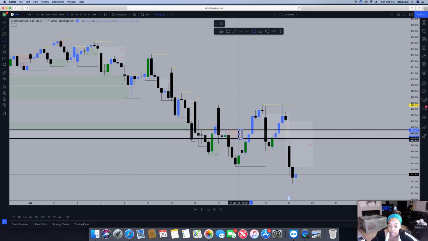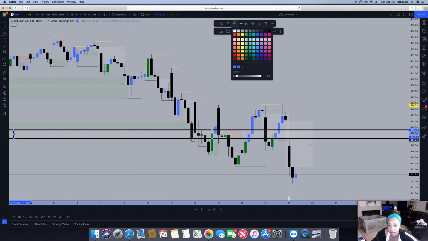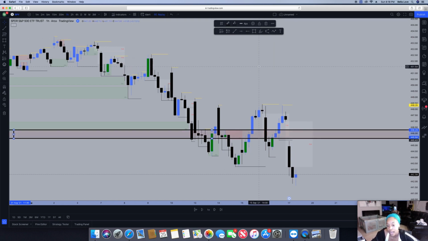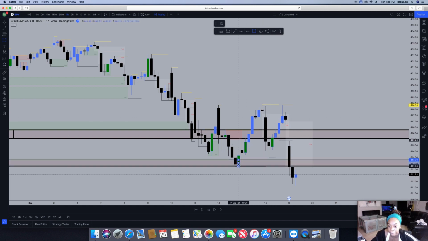This order block here is a bearish order block. I'm going to make my bearish order block red. I don't like this green order block, so I'm going to mark the order block down here. That's also an order block. It was in a downtrend, stopped, and reversed up. I'm going to make this order block green.